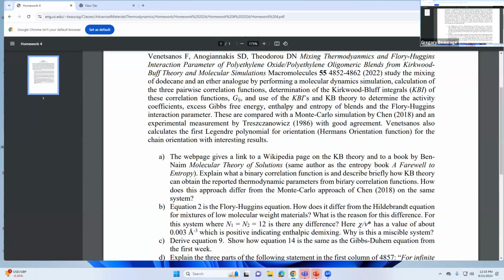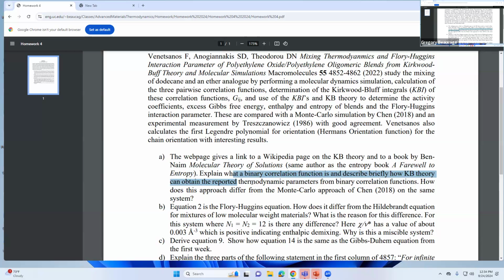Binary, how does this approach differ? Let's see. Explain why a binary correlation function is described. So why is it that you can take that and get thermodynamic parameters from it? Not the equations. In other words, if you sum up all the G11, G12, G22, then you can get the excluded volume. That's true, and it's kind of in that plot too. Somehow you have to make an argument for why that's related to thermodynamics. I hope you can kind of see that.